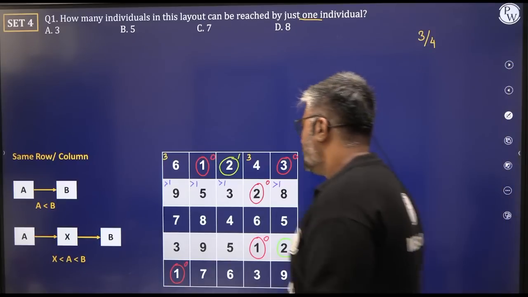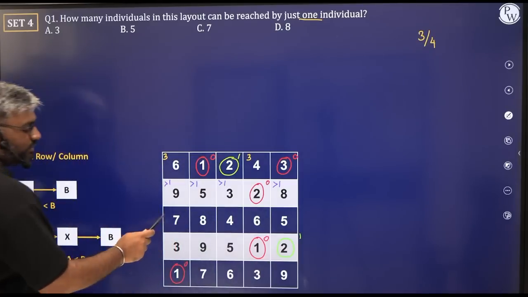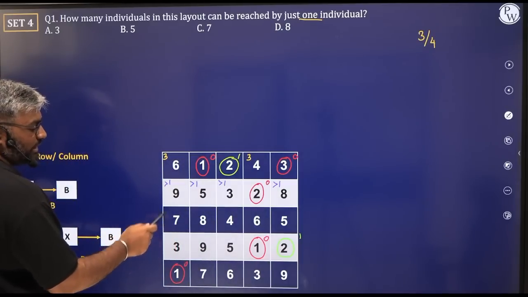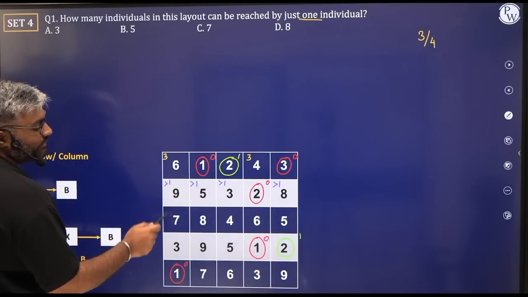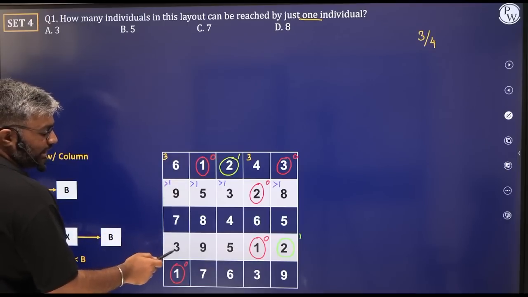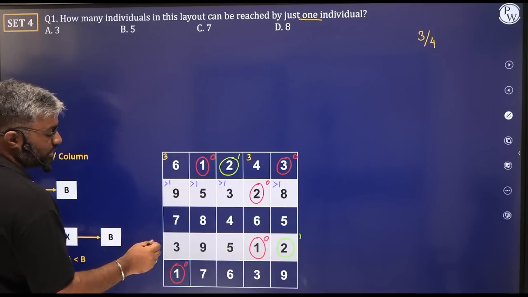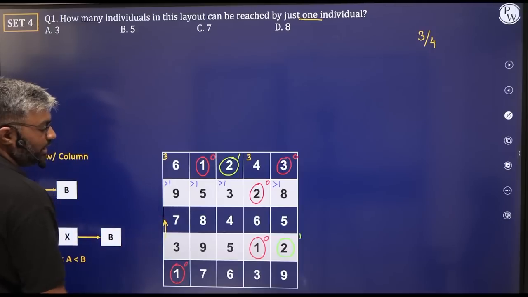What about third row? With 7, what is happening? 7 can only be reached from 3. It cannot be reached from 9 because 9 is greater than 7. So we don't have to look above. Here 3, this is 1. The 1 to 3 is not possible. So we have just 3 to 7.